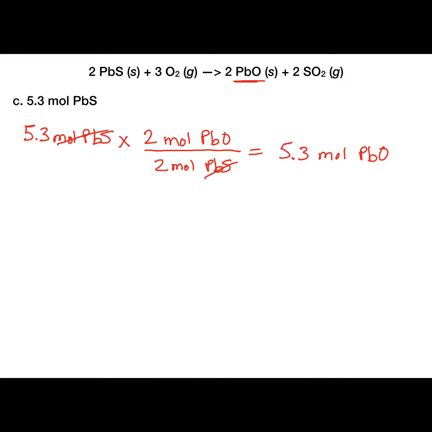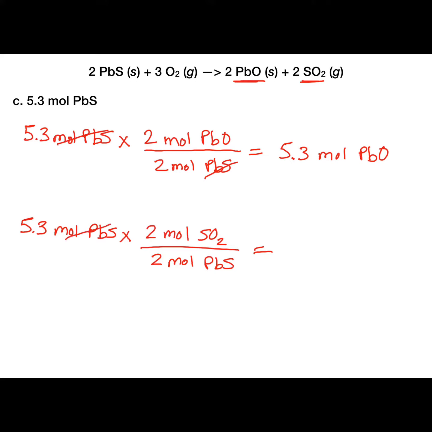Next, let's figure out how many moles of SO2 are formed. So we'll always start with what we were given, which is the 5.3 moles of PbS times, now this has the same ratio, there's 2 moles of SO2 for every 2 moles of PbS. Okay, the moles of PbS cancels out, and we're also left with 5.3 moles of SO2.